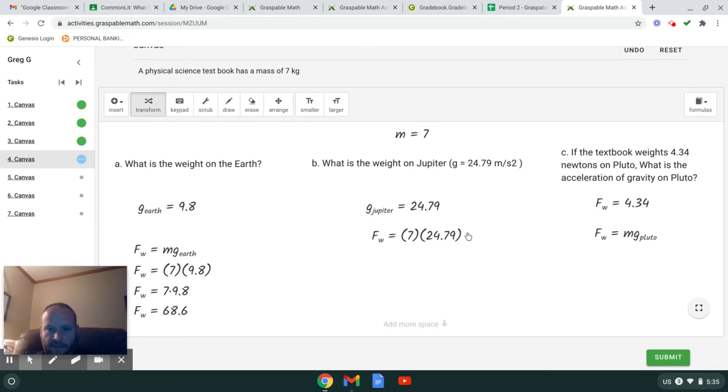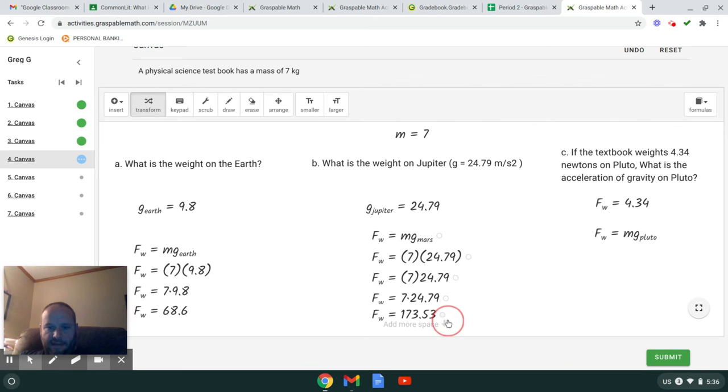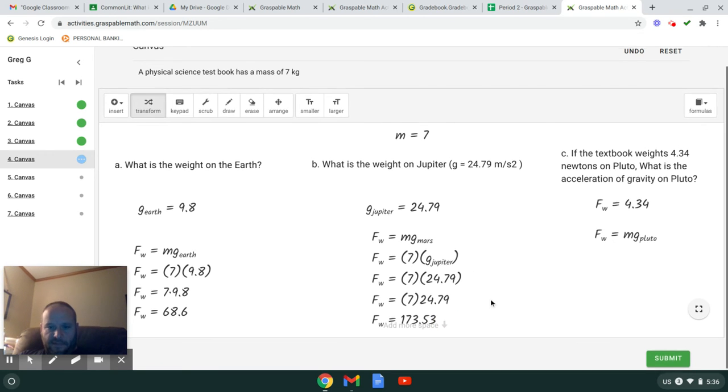Now it lets me put the number in. Good. Now I multiply through, 7 times 24.79, and I get that. I forgot to put in all my equations, so if I drag it down, I can see all my steps. Oops, there we go. It even showed that I had to replace the G Mars with G Jupiter, but that was my typo mistake.